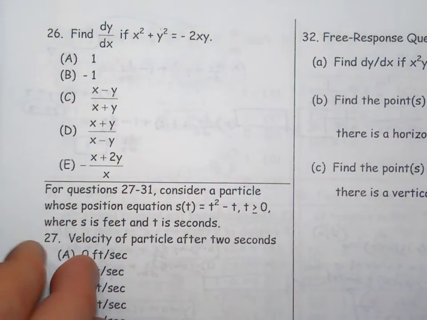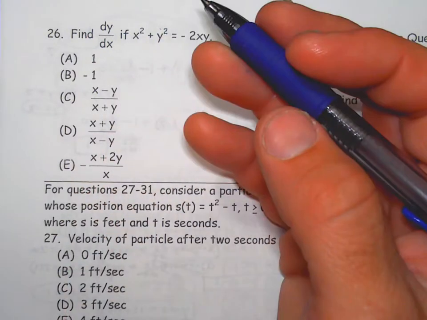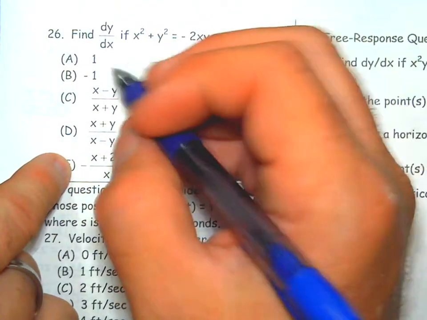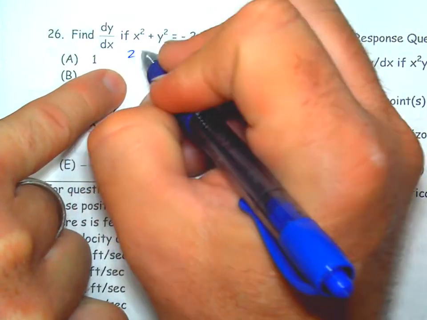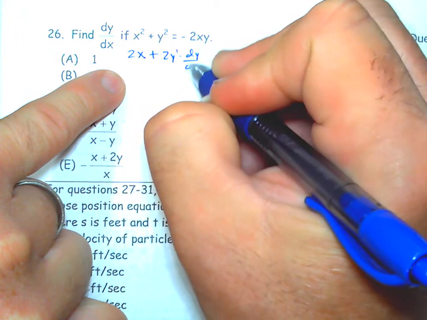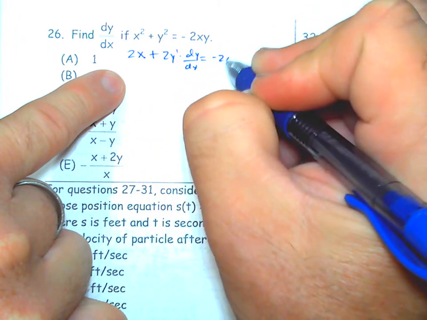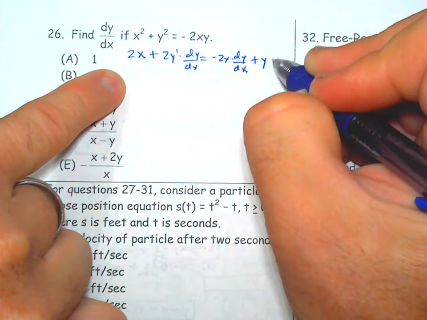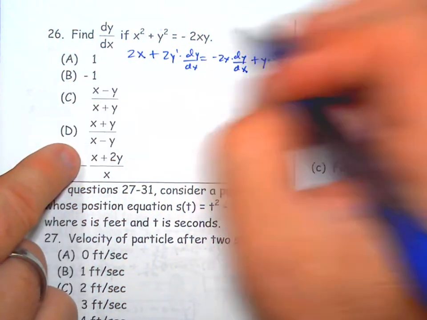26, find the derivative, probably implicitly. Look at the answers, most of them are x's and y's. So if you were to do it explicitly, you'd probably get an answer that just doesn't match any of these, plus it would be a lot more work. 2x plus 2y dy dx equals -2x times dy dx plus y times the derivative of negative 2x, which is negative 2. So you get a little product rule there.